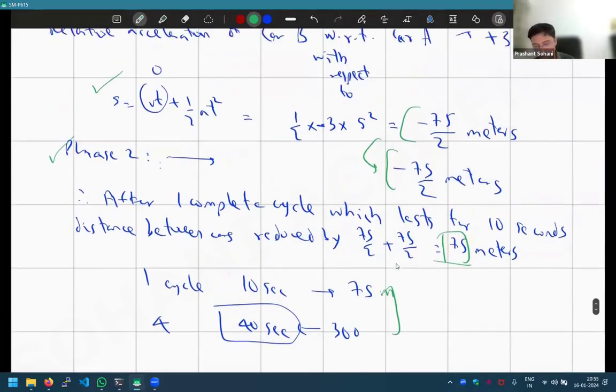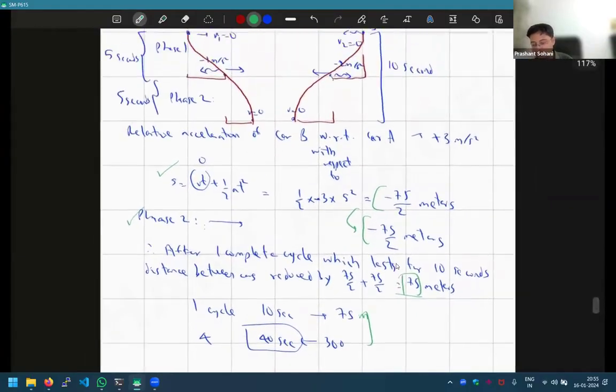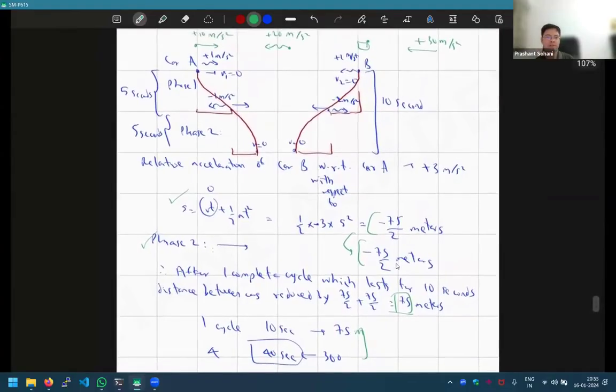Okay, so I'll just wait for 1 minute. Do you want to copy anything? Have any doubts about this relative velocity, relative acceleration?